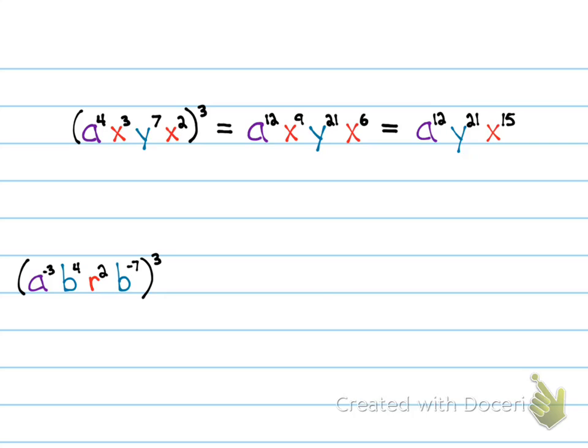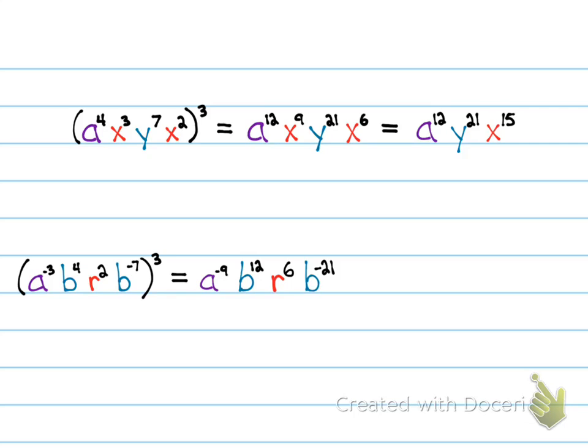Okay, here's another problem, very similar here. So I'm going to go ahead and distribute this power of a power to every term inside here. So I've got a to the negative 3 times 3 is negative 9, 4 times 3 is 12, 2 times 3 is 6, and negative 7 times 3 is negative 21.